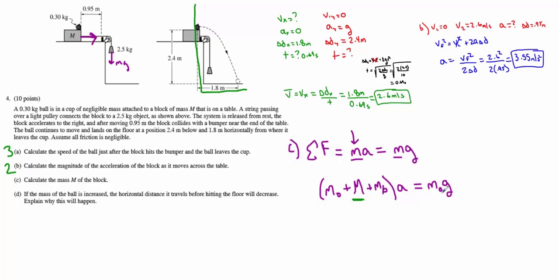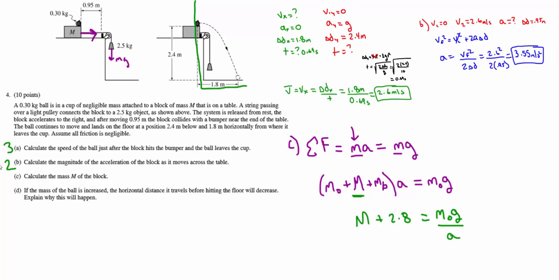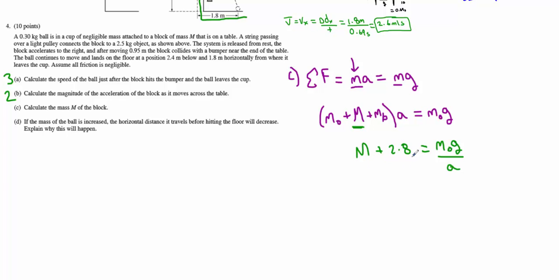Now, I'm going to divide my a term over. I'm going to add my little m terms. And we're going to have big M plus 0.3 plus 2.5, or 2.8, equals little m naught, our object, times g, divided by its acceleration. So then I need to subtract that 2.8 term. I'm going to go ahead and plug the rest of my numbers in.